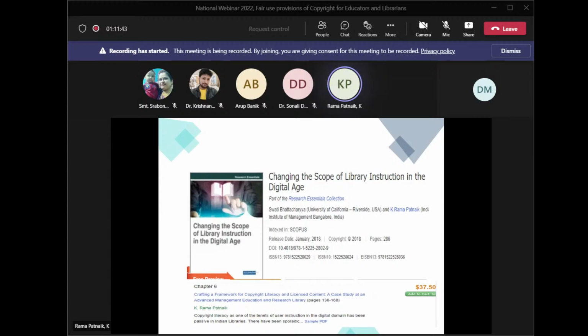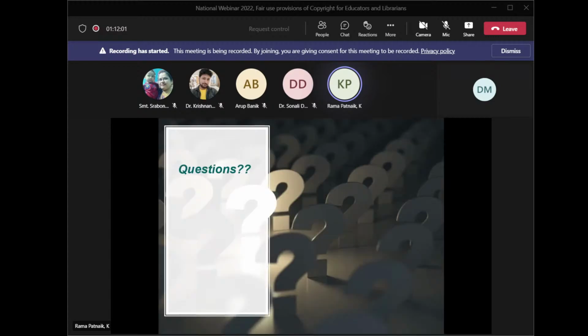I have also published a chapter, crafting a framework for copyright literacy, a case study in IIMB. This book I got published with my colleague Dr. Swati Bhattacharya. There is one chapter in it which discusses copyright literacy.